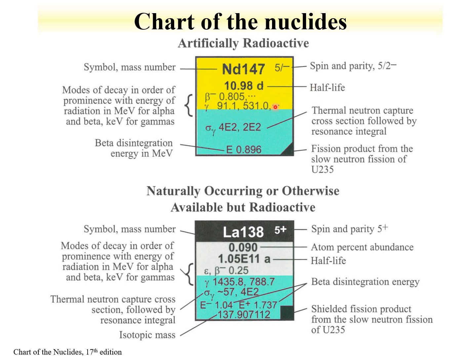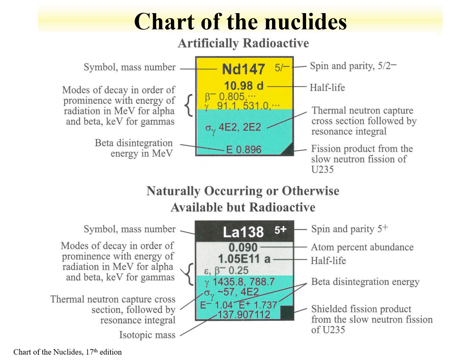10.98 days. The modes of decay are followed by their energy, with MeV for alpha and beta, keV for gammas. So this decays with an energy of 0.805 MeV beta. So beta is listed here. The gamma is 91.1 keV. The cross-section information, and the beta disintegration energy.